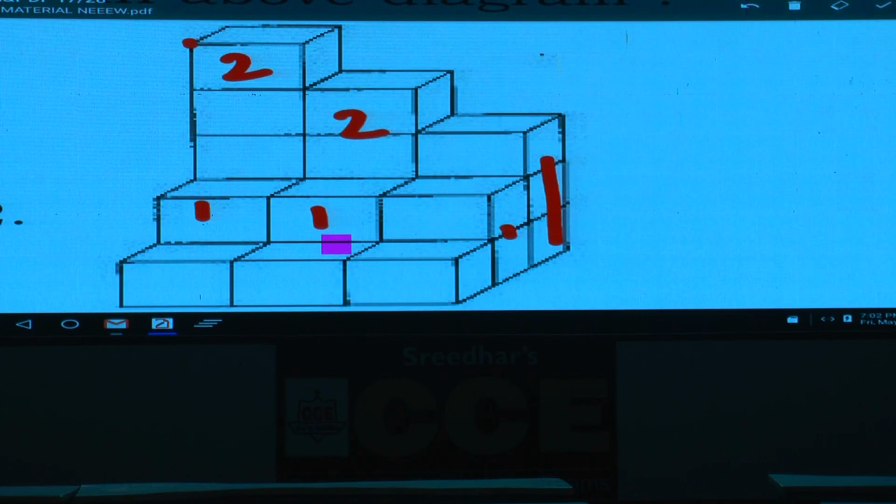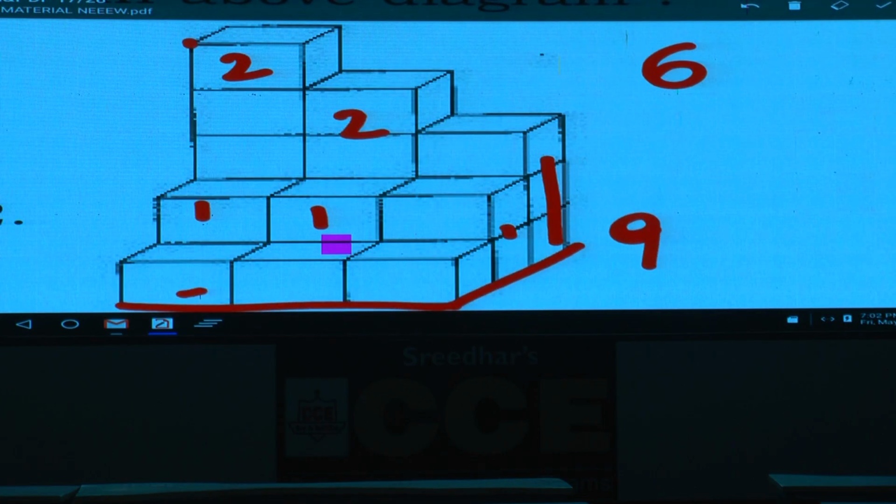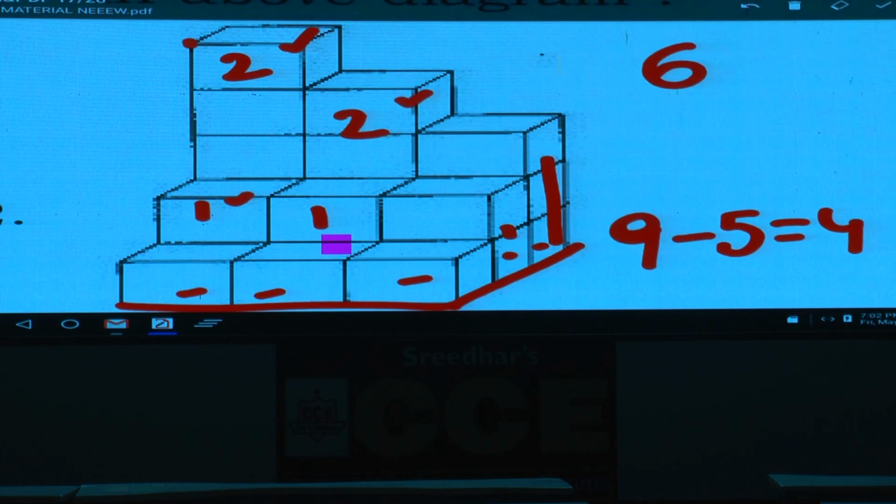And so how many are there? 2 plus 2 plus 1 plus 1. And 6 as of now hidden. Again coming to the bottom, this is 3 into 3. 3 into 3 is 9. Out of these 9, 1, 2, 3, 4, 5 were seen. 9 minus 5, 4. And out of these 4, 1 counted here, 1 counted here, 1 counted here. 4 were counted. All the 4 were counted. Now we are left with only 6. 12th one, 6.